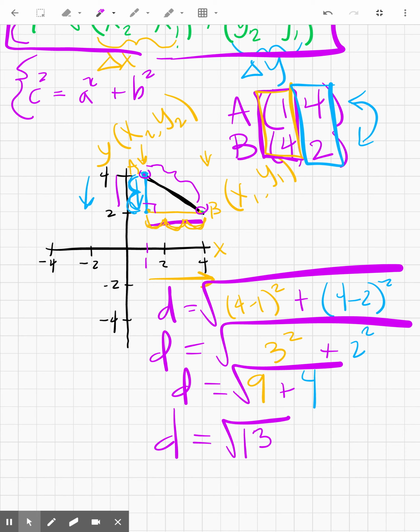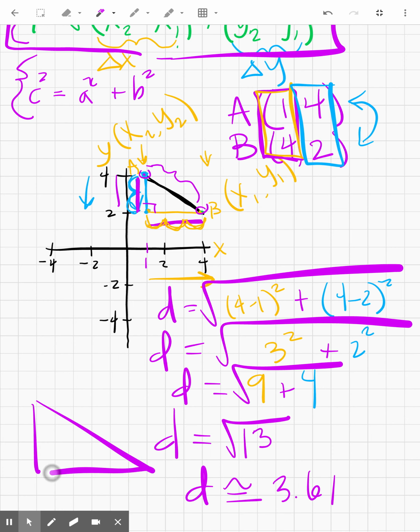Now, if we actually want to find that square root of 13, it's going to be approximately 3.61. So we have the change in y, which is 2. Basically, we're looking at this right triangle. We have 2 over here, we have 3 over here, and the distance between points A and B is 3.61. All right, hope that helps.